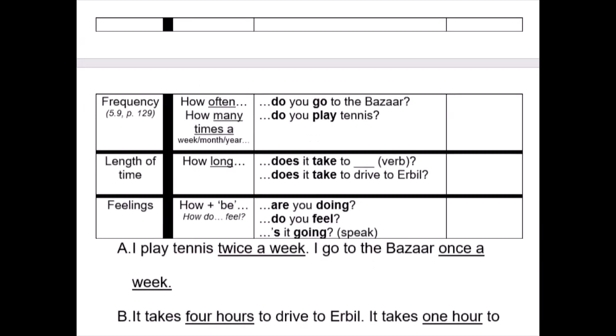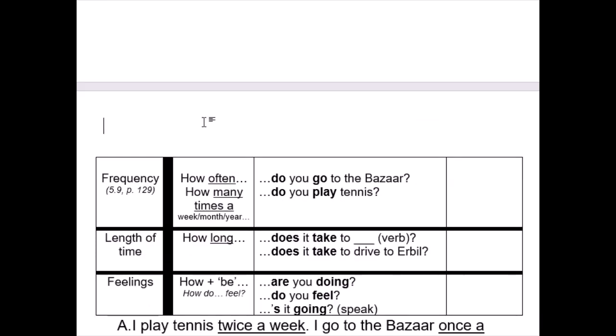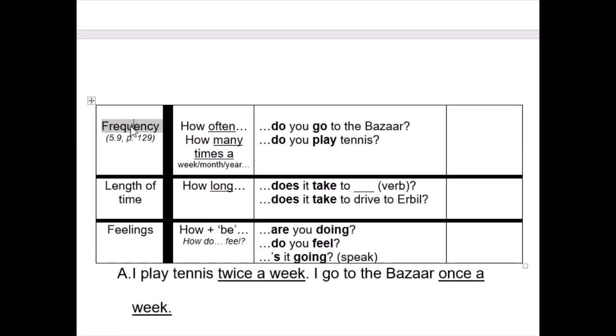So we'll do this practice together, and we can use how for frequency. We can say, how often do you go to the bazaar? Frequency. How many times a week do you go? How many times a month do you go? How many times a year do you go to the bazaar? How many times a week do you play tennis? How often do you play tennis? Okay, these are all ways to ask about the frequency of activity.